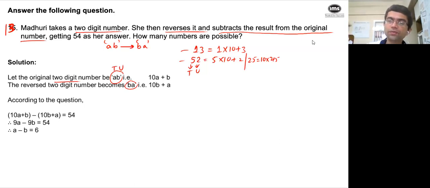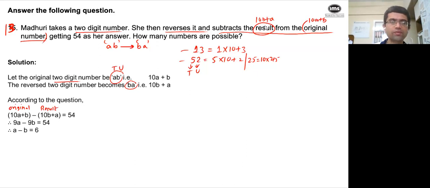Subtract the result from the original number. So the original number was 10a plus b, and the result is 10b plus a, which I got after reversing it.